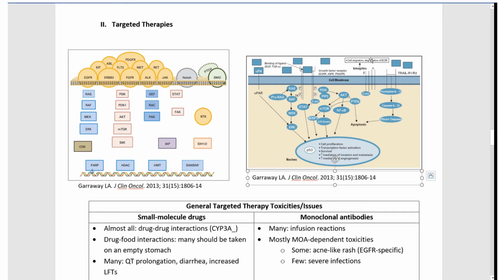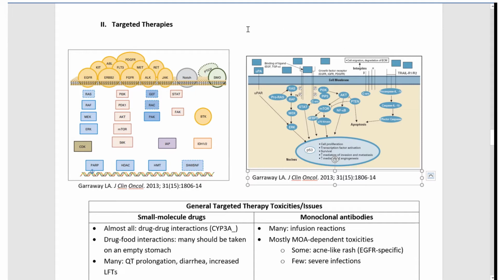My name is Dr. Lee, and in this series, we're talking about the pharmacology and toxicity of antineoplastic agents. You're listening to part 3 in the series. We're talking specifically about the targeted therapies for cancer.